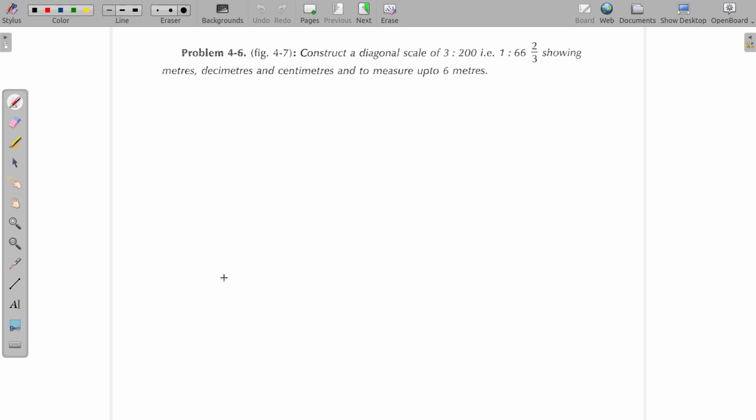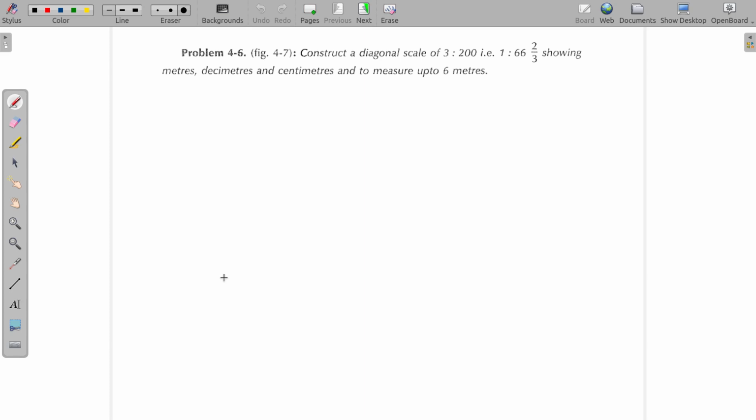We talked about plane scales in the previous lecture, and in this class we will be talking about diagonal scales. The purpose of the diagonal scale is the same as that of the plane scale. The only difference is that we get much better accuracy when we take a diagonal scale. Now let's see how we do that.